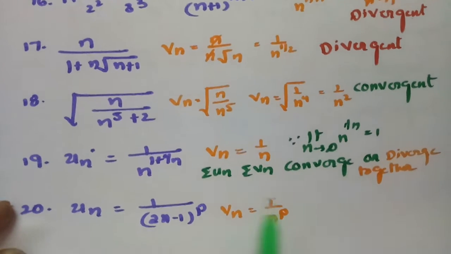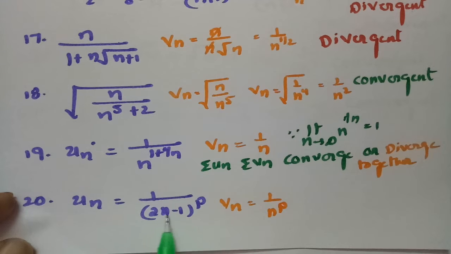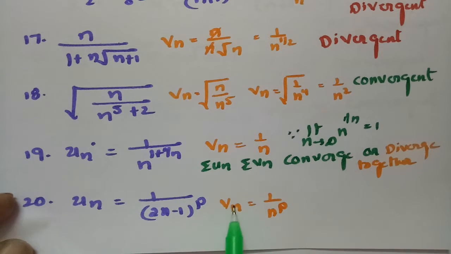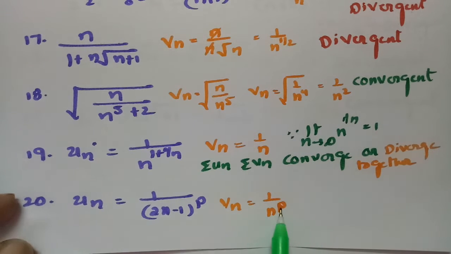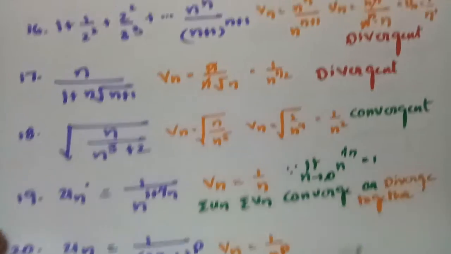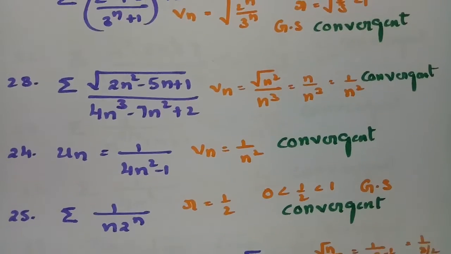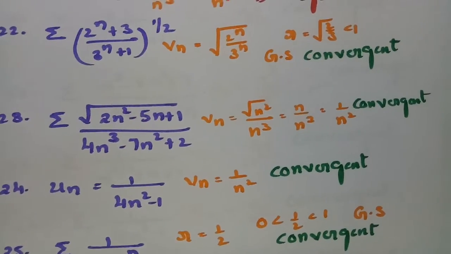So these are the special cases. un is equal to 1 by 2n minus 1 power p. Here we have to take vn as n power p. So it depends upon p. If p is greater than 1, convergent. If it is less than or equal to 1, divergent. So these are all the set of the questions from the text I have taken.